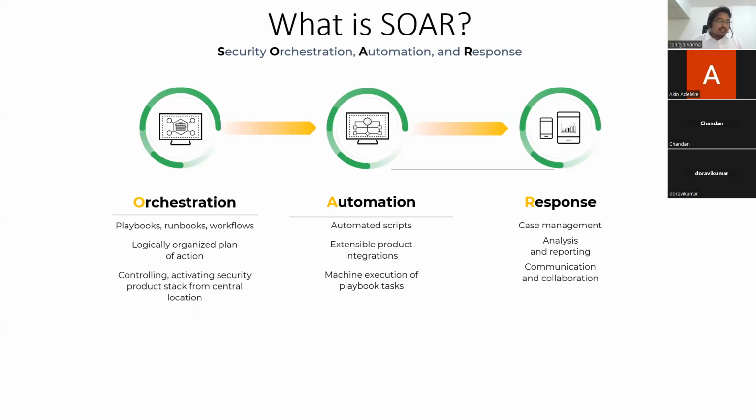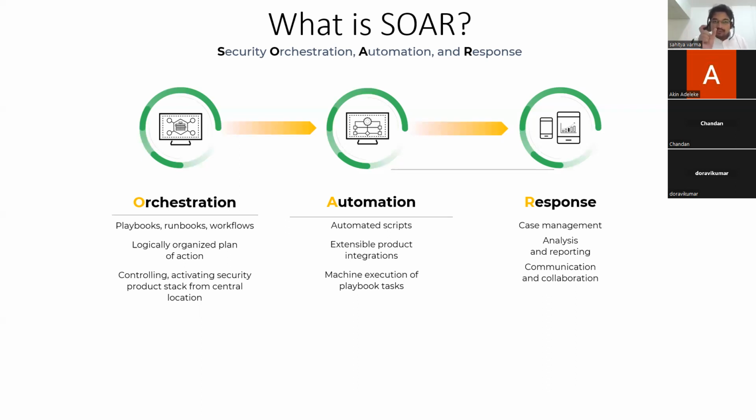How do we achieve orchestration? By writing playbooks or workflows, which is nothing but a logically organized plan of action, a controlling procedure, controlling and activating the security product stack from a central location. And the second one is automation. In this automation, when we are following this process in particular steps, maybe we need to run a script to block an IP address.